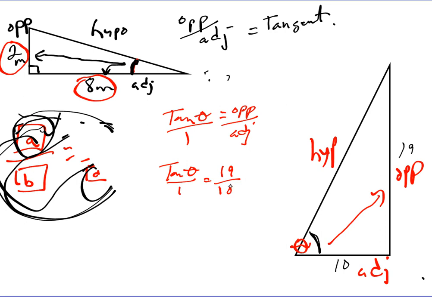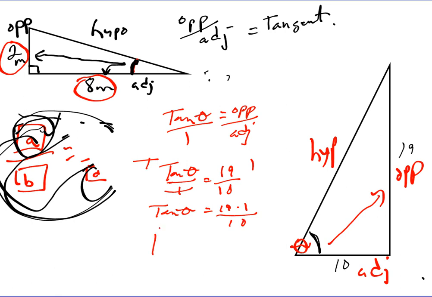Well, 19 over 10 I can't do in my head like I did 2 over 8. So let's try something different. Let's multiply both by 1. 1 goes into 1 once. Tan of this angle is equal to 19 times 1 divided by 10. Well, 19 divided by 10 equals 1.9. Of course, I can do that in my head. I don't know what I was thinking. We have to shift the decimal.